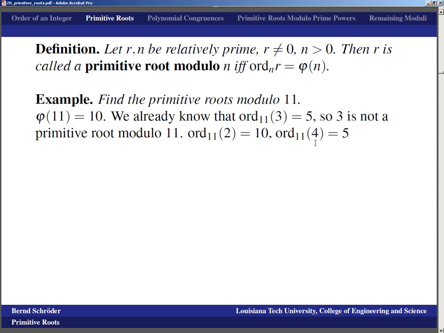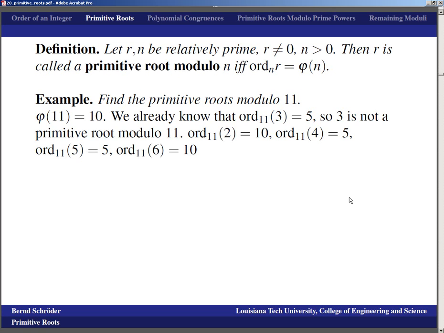The order of 4 is 5, because if 2 to the 10 is 1 modulo 11, then 4 to the 5 is 1 modulo 11, and it can't be anything less, because otherwise the order of 2 would be less. The order of 5 modulo 11 is 5. Let's see, 5 times 5 is 25, which is 3, times 5 is 15, which is 4, and times 5 is 20, which is 9, and times 5 is 45, which is 1 modulo 11, and that was 5 multiplications. The order of 6 is 10.